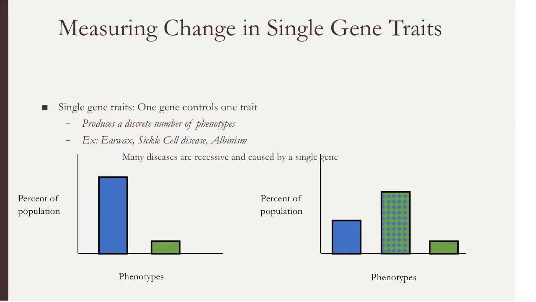The first type of trait that we can look at in terms of whether evolution is happening is called a single gene trait. A single gene trait, just like the name implies, is any trait that is controlled by just one gene. So you usually have just two alleles for a particular gene, meaning you have either the dominant or the recessive. What type of inheritance pattern are you seeing on the bottom left?